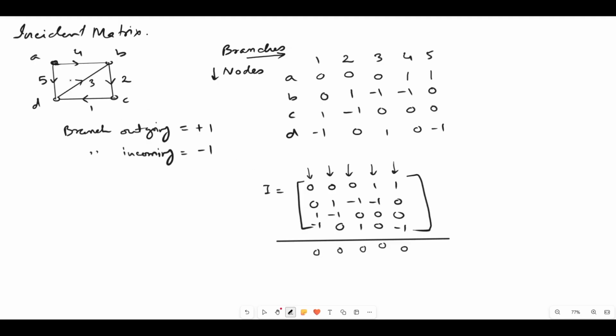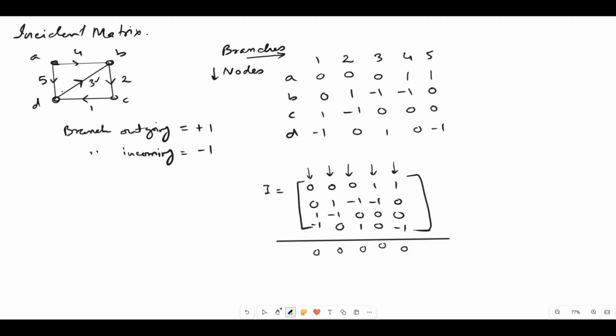a branch has two nodes. For example, if we are considering branch 3, then it is connected to node D and node B. For node B it is moving in, for node D it is moving out. So it is minus 1 for B and plus 1 for D. So finally we have one positive and one negative value.